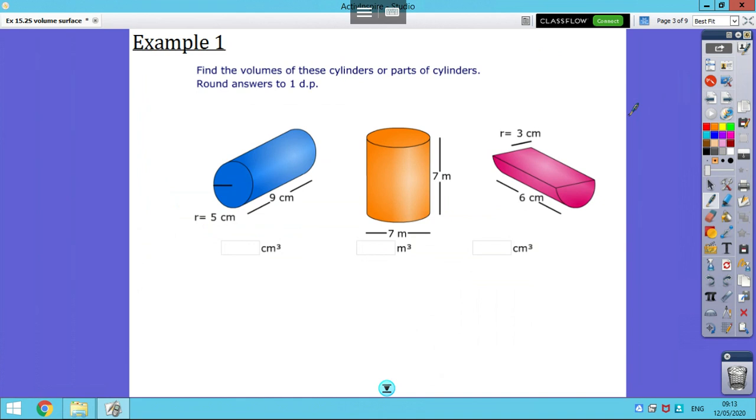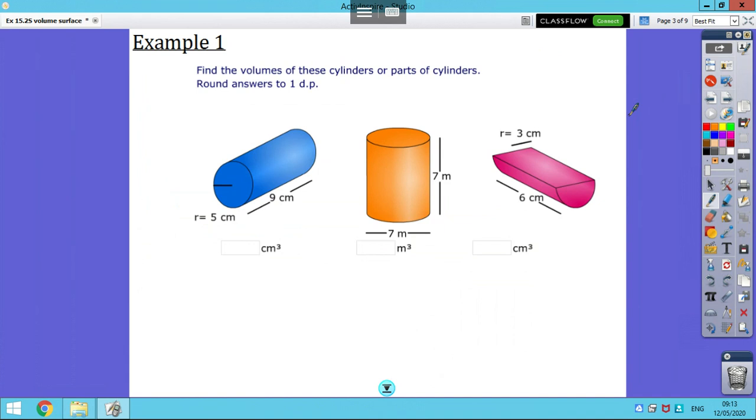So here's your first example. Now you can just make a few rough sketches of these. They don't have to be perfect, all right? And what we're going to do for each of these, we're going to find the volumes of the cylinders or of part of the cylinders.